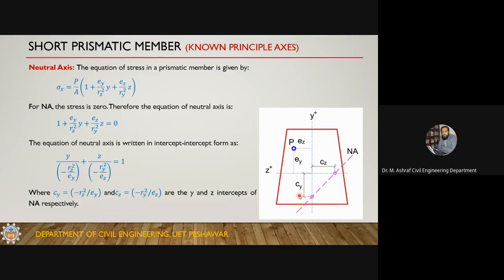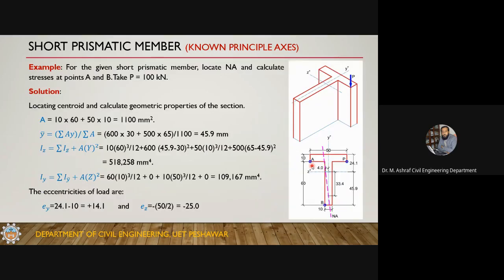Since you have bending moment about both the axes, just like in this case, the neutral axis will rotate also. It will rotate and it will shift as well. Now this is a problem. This will clear up this whole formulation and all these things.